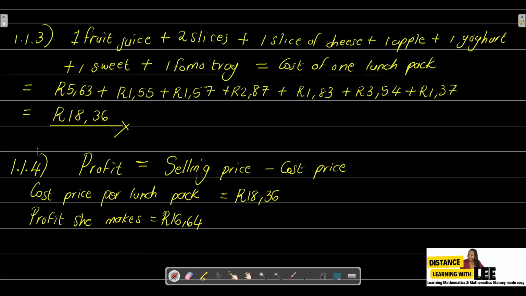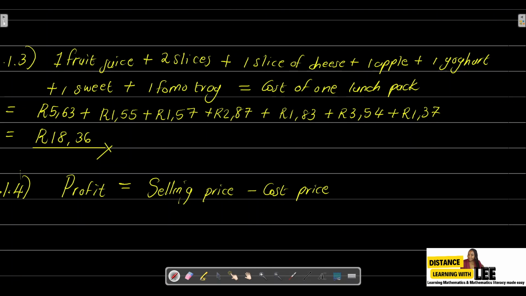So what are we looking for? We are looking for the selling price. All right, so basically now I'm going to substitute all the values that we already know. We know that the profit she makes is 16 rand and 64 cents. We were given that. The selling price, we don't know how much she sells the lunch packs for. The cost price, we calculated that it's 18 rand and 36 cents. So this is our unknown, guys. That is the selling price.